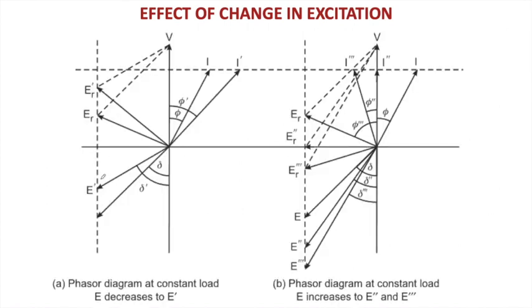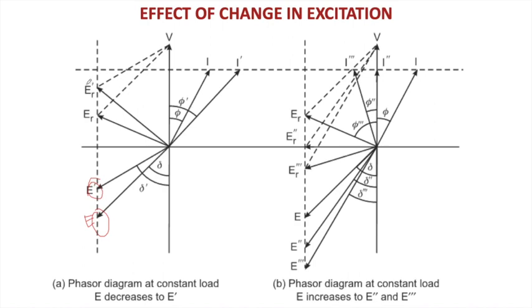Over here, if you see, this is your E, the initial E. When you change the excitation of the machine, here we have decreased the field current, and this is the phasor diagram at constant load. E decreases to E dash. This means the induced EMF has been decreased to E dash. When the induced EMF has been reduced, the power angle will increase, because E dash sin del dash will be equal to E sin del, and this is your voltage.